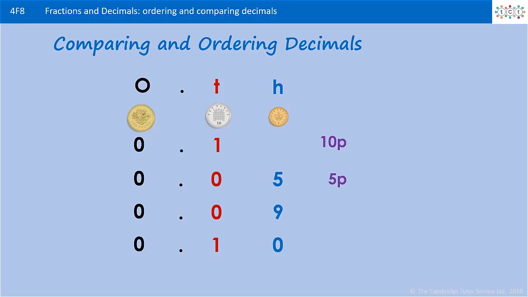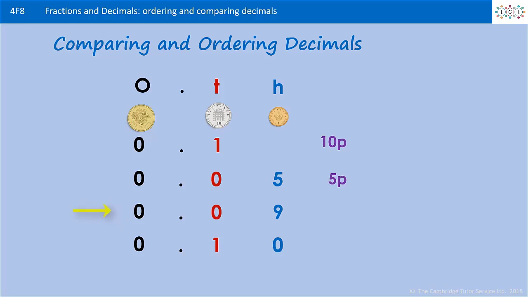Even though we recognise the 5 digit as being bigger than the 1 digit, because the 5 is only in the hundredths column, it's worth less. It's 5 pence, whereas just 1 in the tenths column is worth more. It's worth 10 pence.